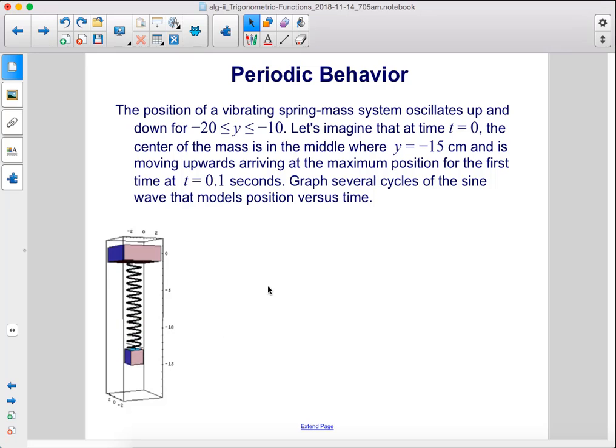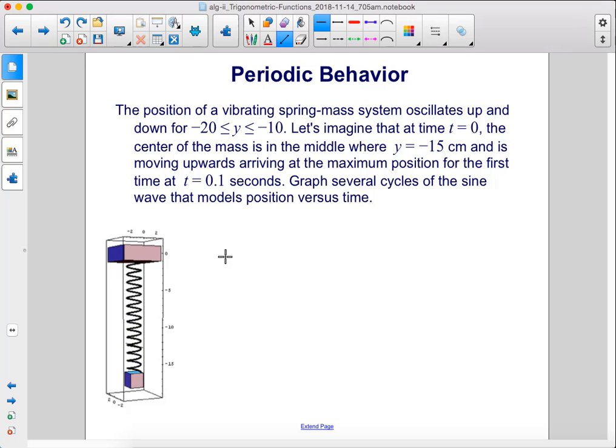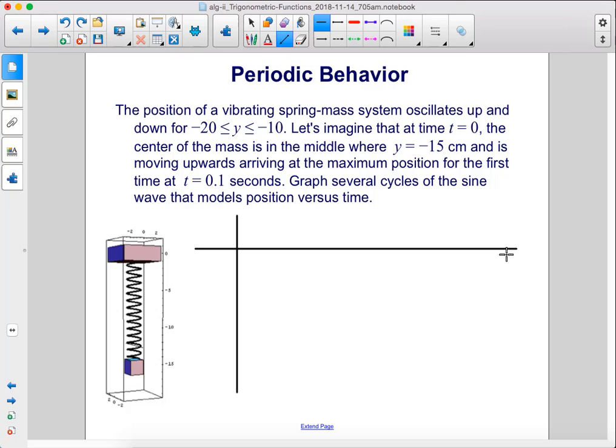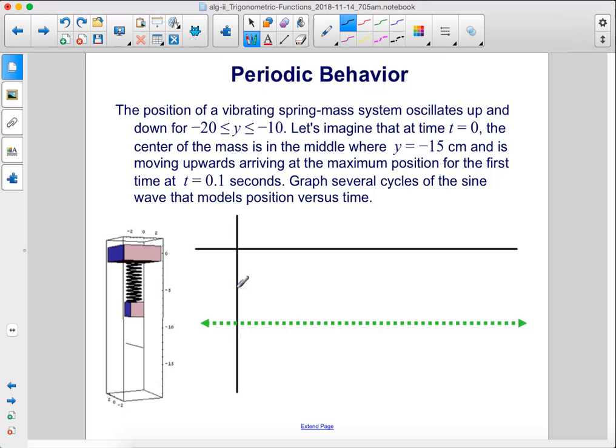Let's draw a graph of several cycles of this motion. So we have our x and y axes. We have our midline. And now I'm going to label our points. So we have -10, -20, and the midline is at -15. We're going to do several cycles, and the period's 0.4. So we have 1, 2, 3, 4. That's 0.4. 1, 2, 3, 4. That's 0.8. 1, 2, 3, 4. That's 1.2 seconds. All right, and so we have our maximum at 0.1.